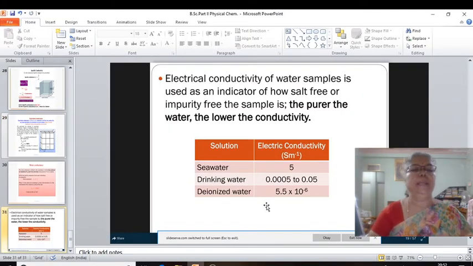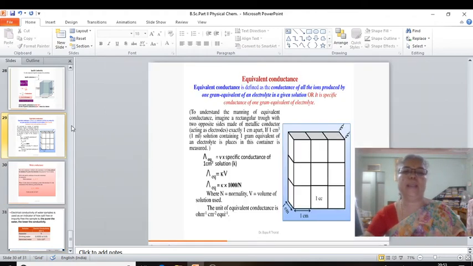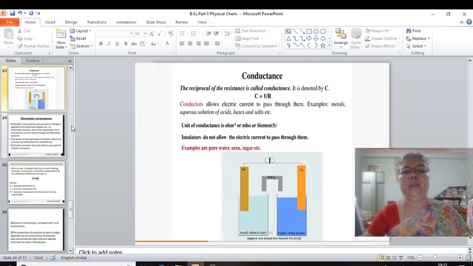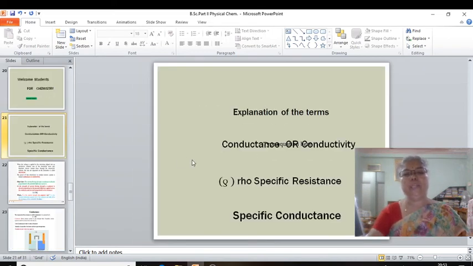Again, in the recapitulation, we summarize all the points once again. Here we have seen the explanation of the terms conductance, which is also called conductivity. Then the second term rho, that is specific resistance, and the specific conductance.